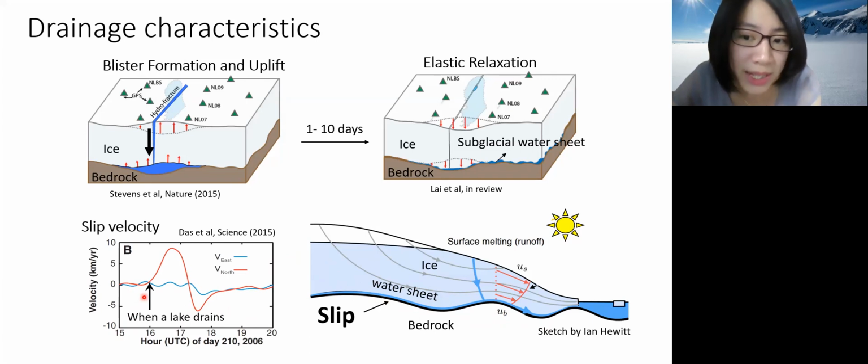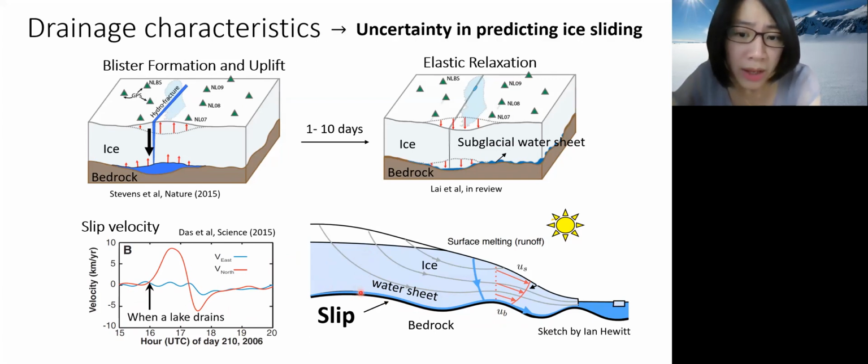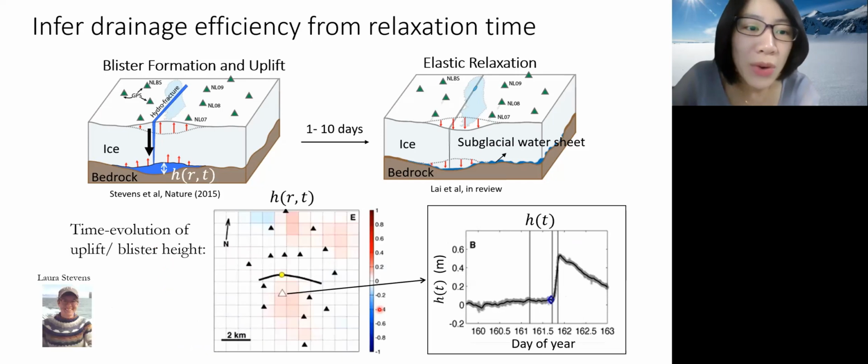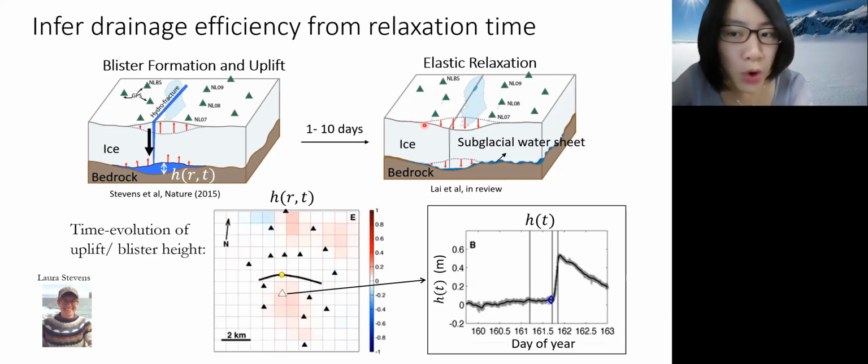Despite the importance of ice-bed lubrication, the drainage system efficiency under 1 kilometer of ice is very difficult to measure and remains a source of uncertainty in flow simulations. So here we develop a new method to use this surface observation of the uplift relaxation as a natural experiment to probe the drainage system efficiency.